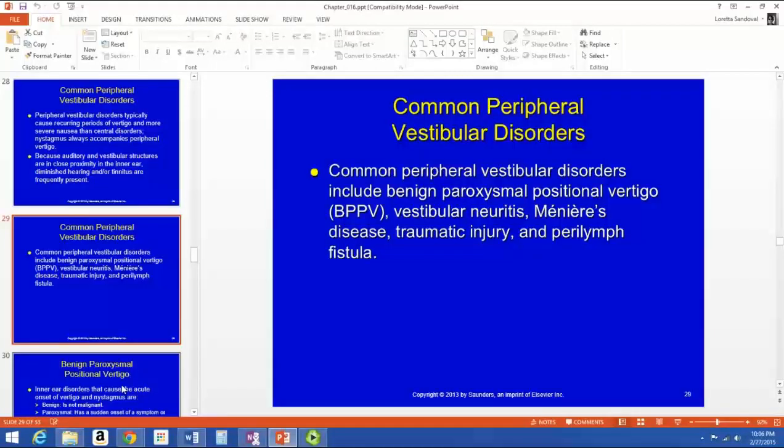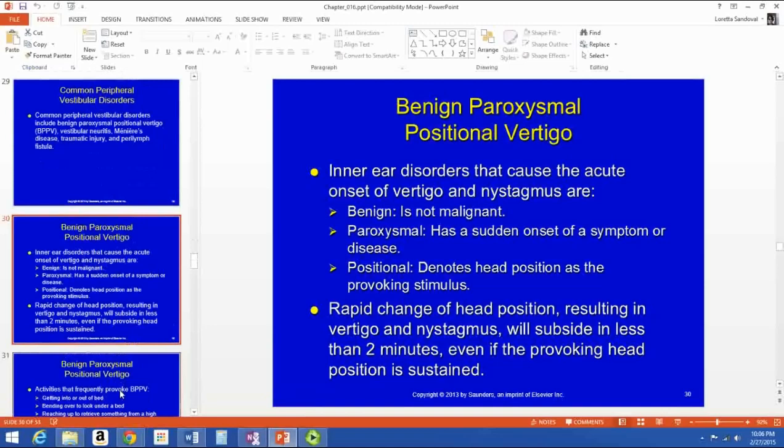BPPV can be treated really easily in an outpatient setting. Ménière's disease is a degeneration of the vestibular nerve, and it does not go away. You can get traumatic injuries of vestibular disorders, and there's another one called perilymph fistula, which we'll talk about a little bit. But really, all I want you to know for the test is BPPV, vestibular neuritis, and Ménière's disease. So BPPV, it's one of the disorders that cause vertigo and nystagmus.